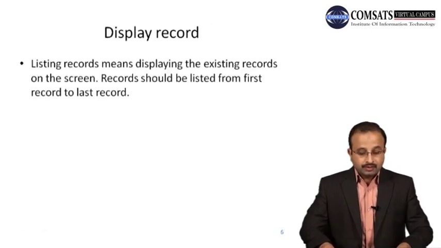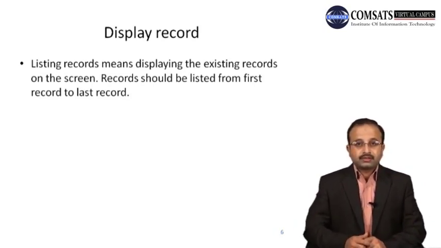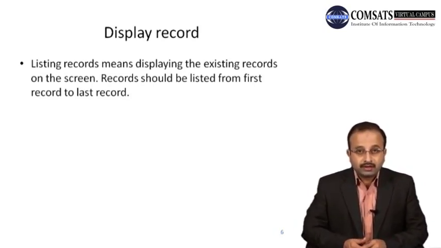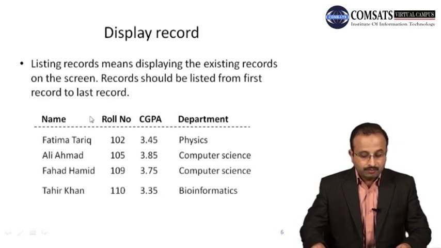Display record, so listing records means displaying the existing record on the screen. Records should be listed from the first record to the last record. Display records means display all records, whatever records are in the database. And this is the form of the display: it displays in tabular form.